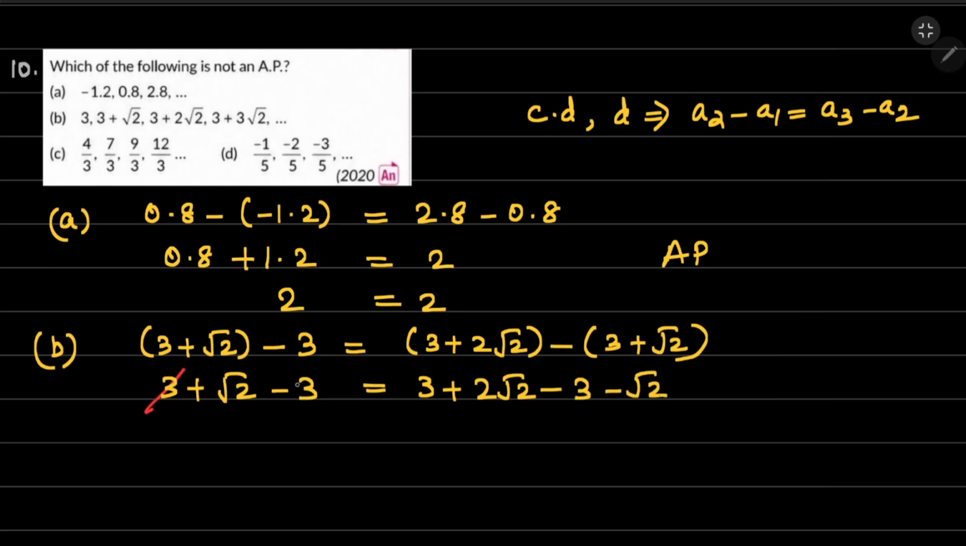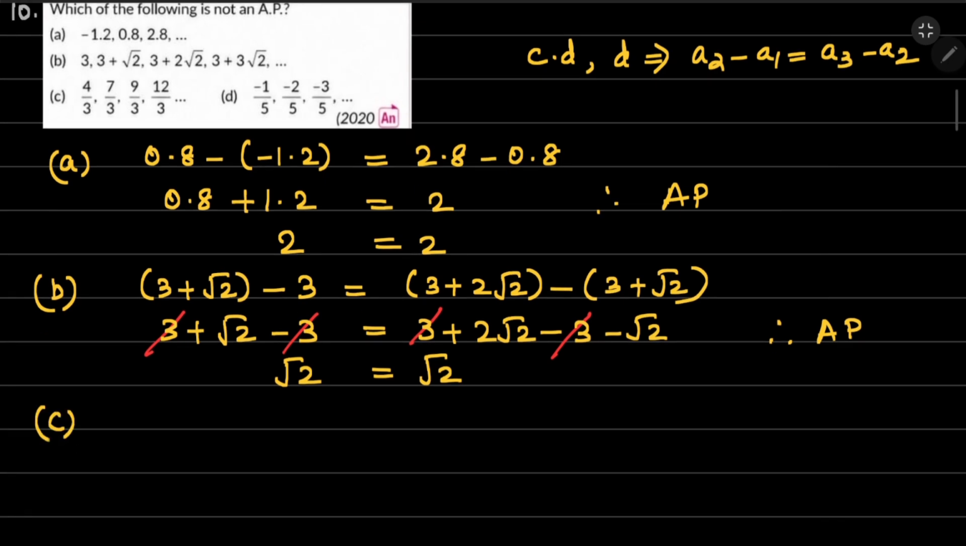So you have got 3 and 3 gets cancelled. Here again 3 and minus 3 gets cancelled. So you have root 2 is equal to 2 root 2 minus root 2 is again root 2. Therefore, it is an AP. The second series is also an AP. Let's check out for C.